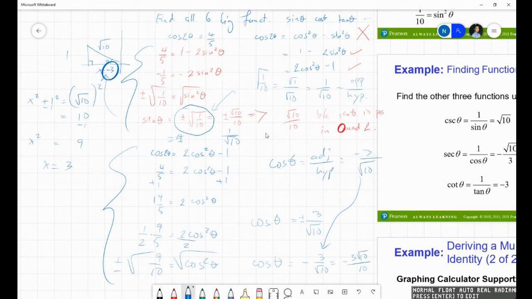All right, so you can do the same thing for tangent, secant, all the other stuff, okay?